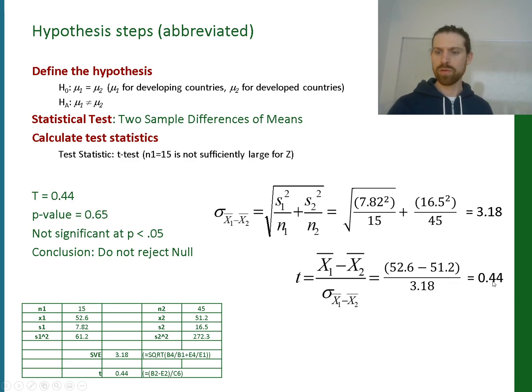So that 0.44 is standard deviations above the mean. That's the t value, the t statistic that we get. That indicates a significance value of 0.65.